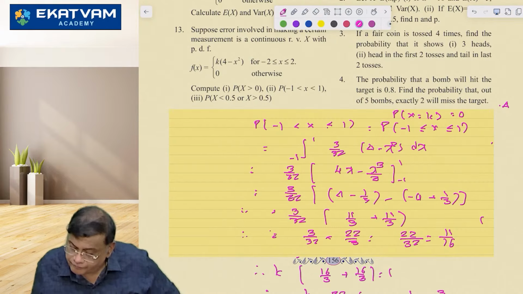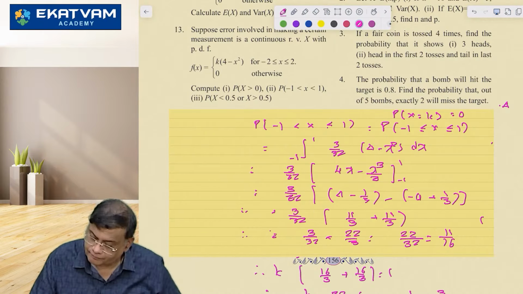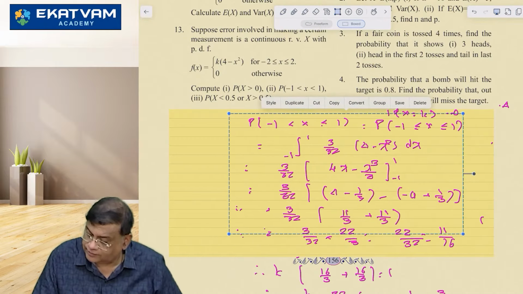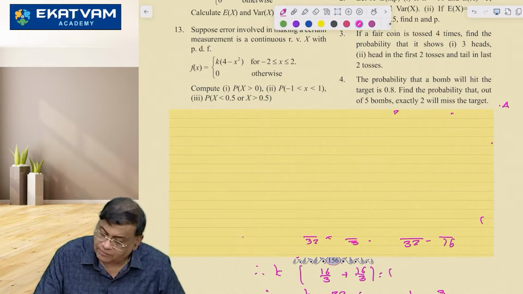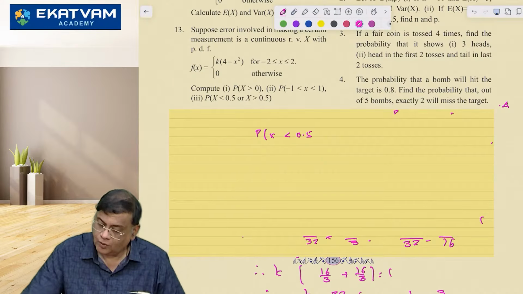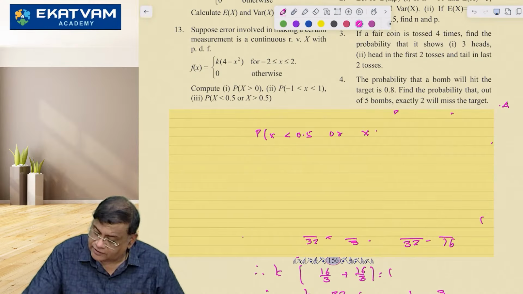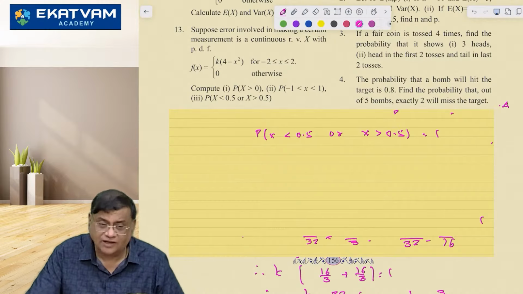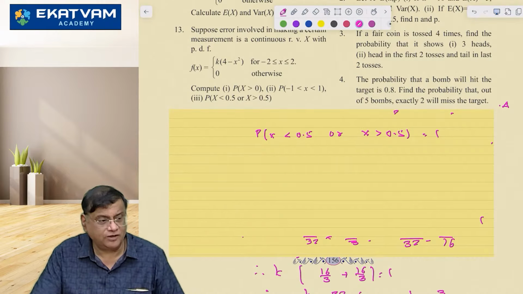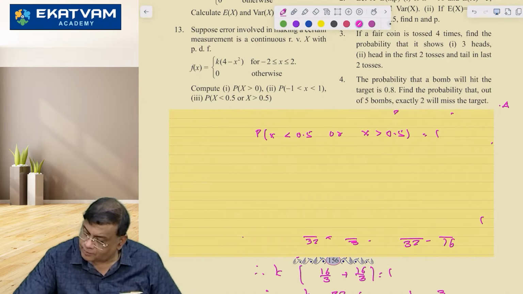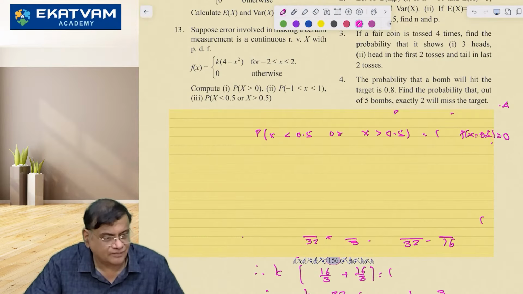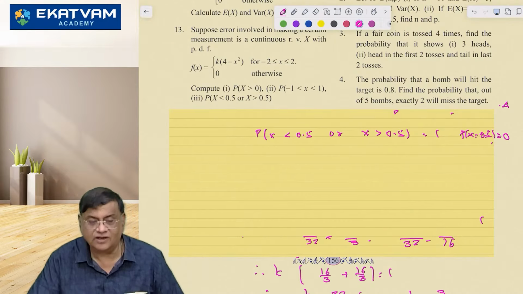Clear? Now, without doing any calculation whatsoever, probability of x less than 0.5 or x greater than 0.5 should be equal to 1. There are only two possibilities, below 0.5 or above 0.5, because probability of x equal to 0.5 is 0 only in continuous distribution, and therefore without doing any calculation I can just say that this is equal to 1.